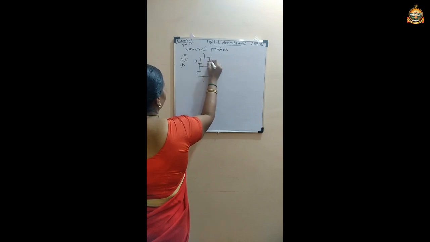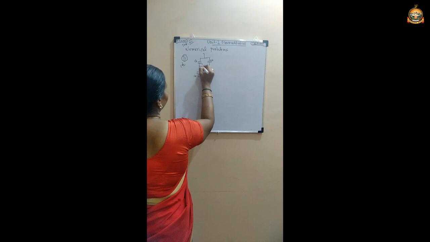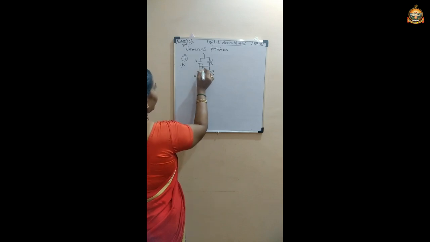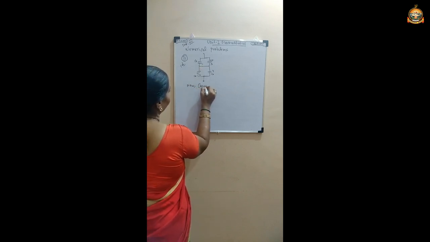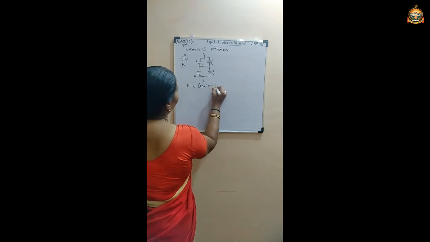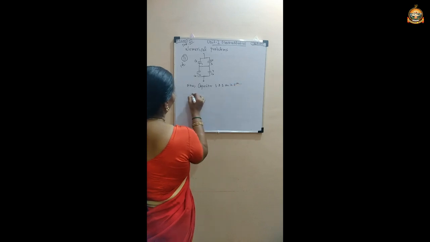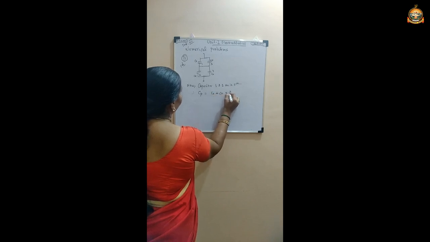C0, C0, C0, C0. See these capacitors 1, 2, 3, 4. First, calculate now. Capacitors 1 and 3 are in parallel. Therefore, the effective capacitance Cp is equal to C0 plus C0, that is equal to 2 C0.